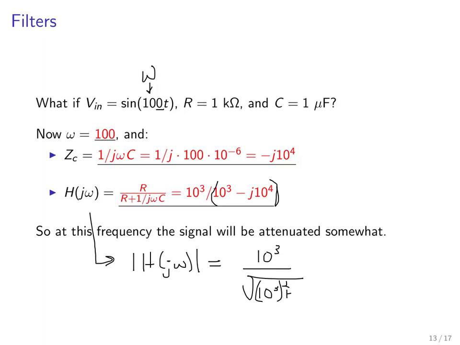Plus 10 to the fourth squared, which is 10 to the 8th, right? So if you sum these two numbers together, you can see right away that the denominator is going to be bigger than the numerator, right? Because you're adding two positive numbers together, and one of them is the numerator value. So the signal will be attenuated somewhat at this frequency. So this is somewhere in between DC and infinity.